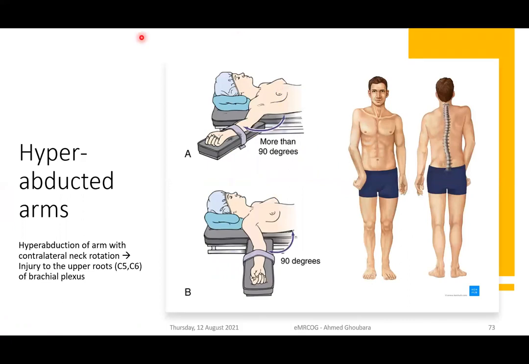So hyperabduction of the arms, like in this one, where the arm is more than 90 degrees to the body, or during labor, for example, an adult during labor, and shoulder dystocia, incorrect axial traction of the head will elicit injury on C5 and C6, the upper two roots, and will lead to Erb's palsy, this one, okay? Internal rotation and this way, as you can see.